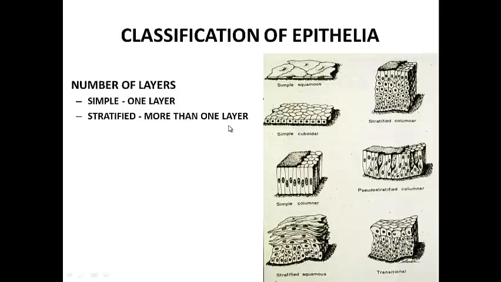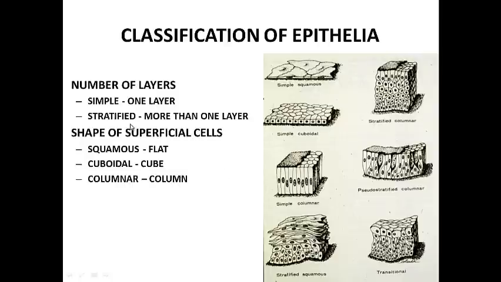Now, epithelia are classified in different ways. One is the number of layers. If you have one layer, as you see here, we call it simple. If you have more than one layer, as you see here and here, we call it stratified. And then also we classify epithelium based on the cells on the surface. If they're flat, we call them squamous.